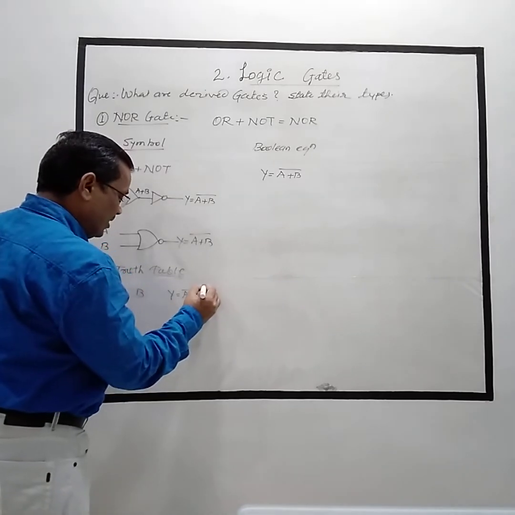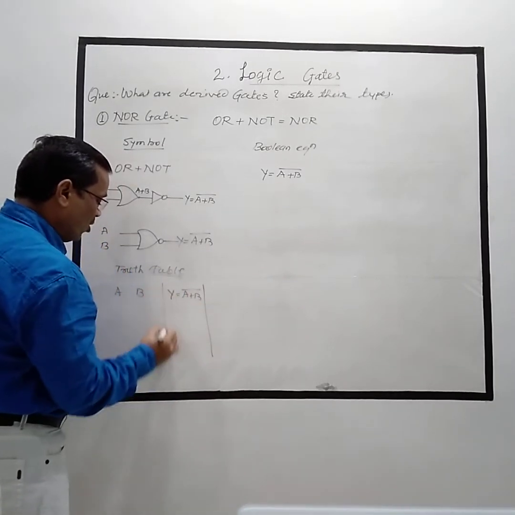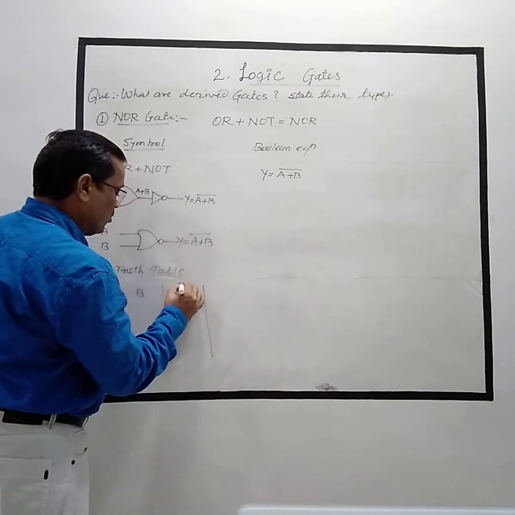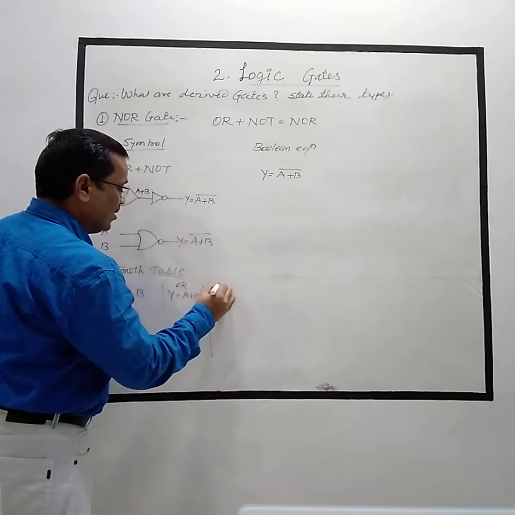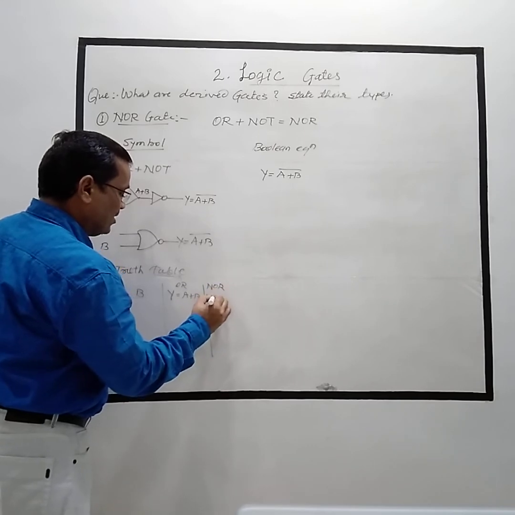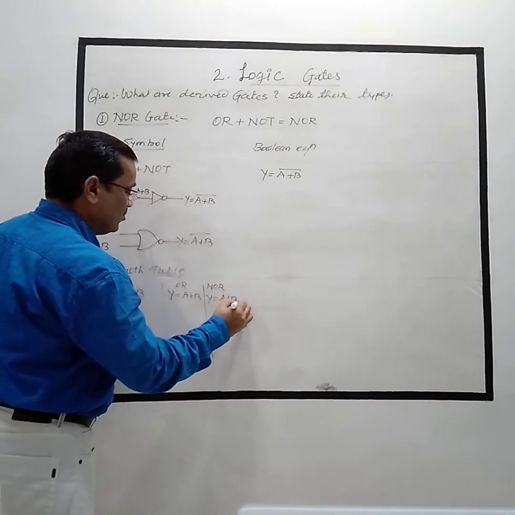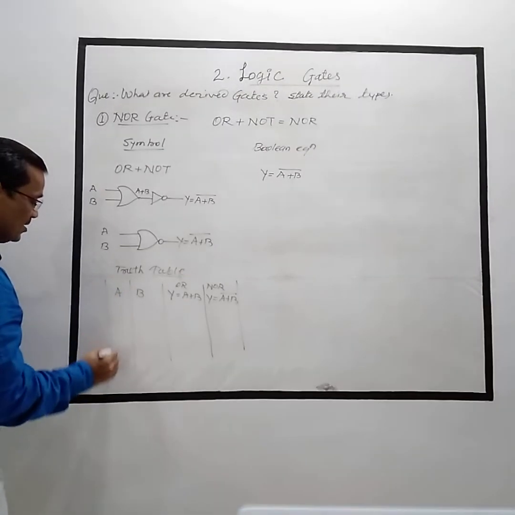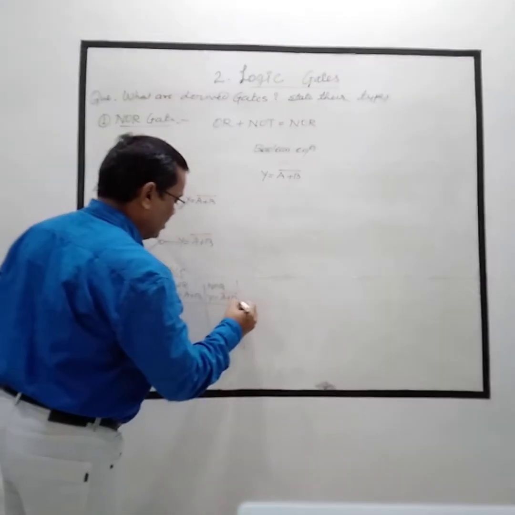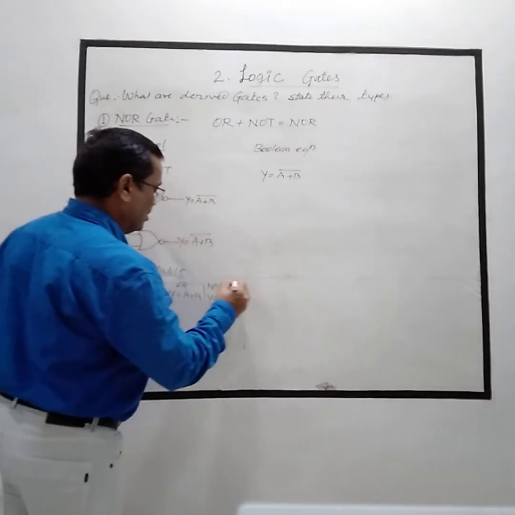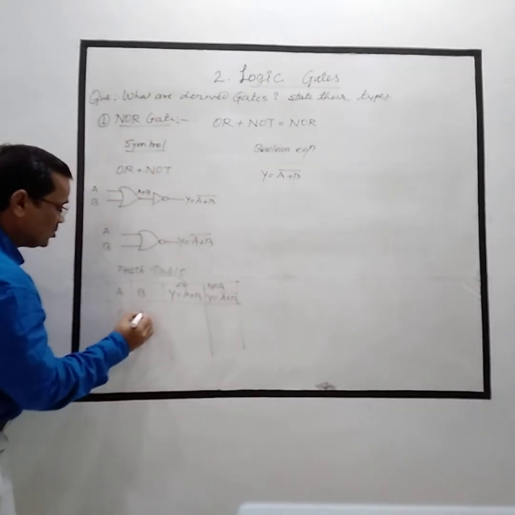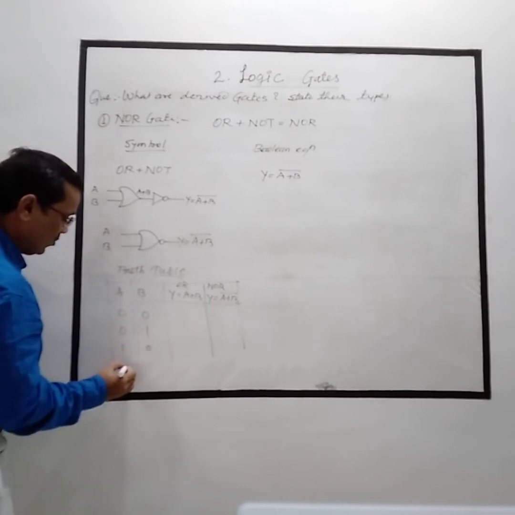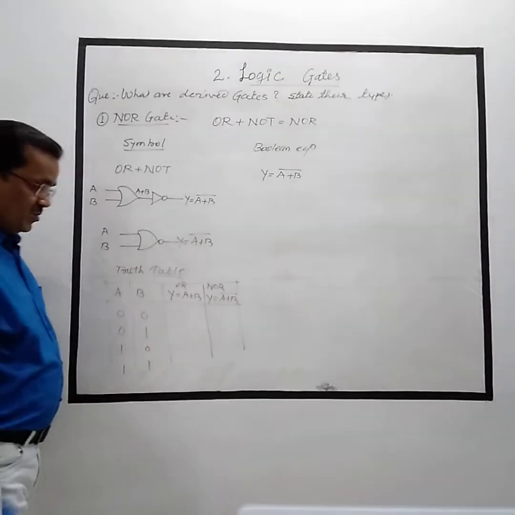Now if we draw another column for OR gate, this is for OR gate and this is for NOR gate. It is just for comparison. Y is equal to (A plus B) complement. This is the truth table like this, inputs and outputs: 0 0, 0 1, 1 0, 1 1, all the possible combinations.